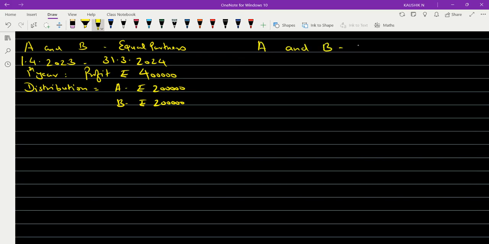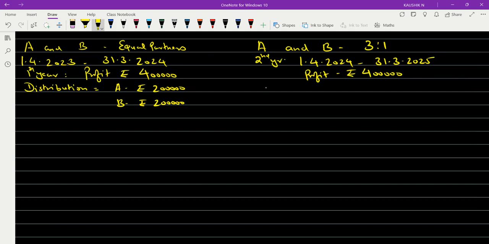A and B are not equal partners right now. A and B are sharing the profits and losses in the ratio of 3:1. Okay. And they are now in the second year, which means it will be from 1/4/2024, and it runs up to 31/3/2025. And in this year also, they have earned a profit of rupees 4 lakhs, say for example.